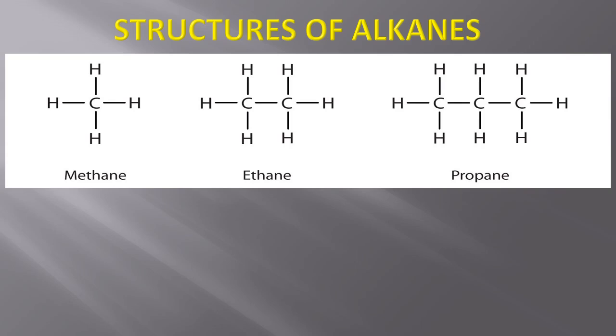You can write like this: methane. How to write methane? You have to write one carbon atom, and surrounding it you have to write 4 bonds. For that you have to add hydrogen atoms.